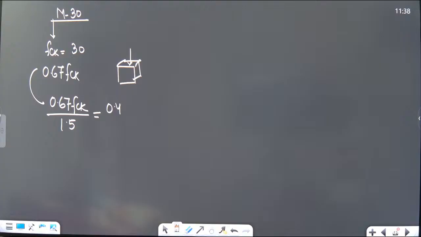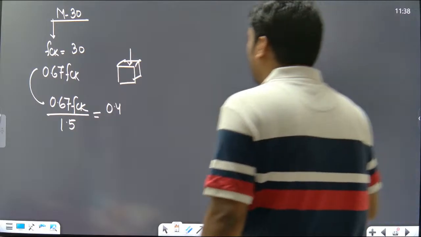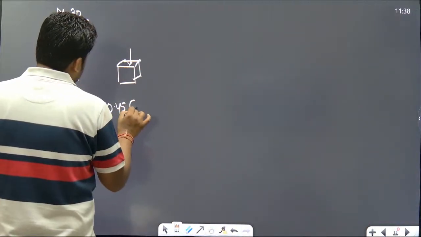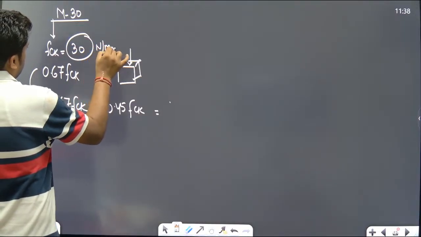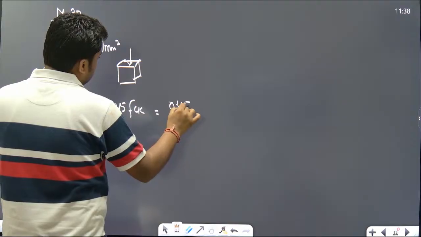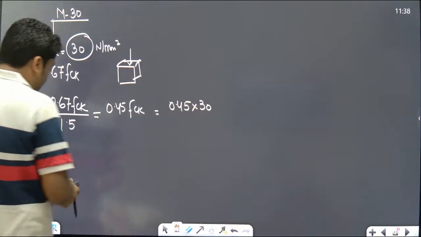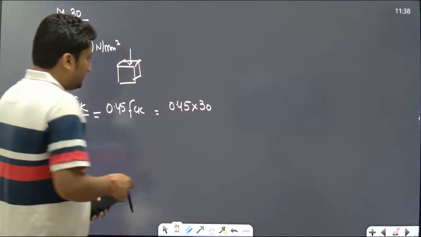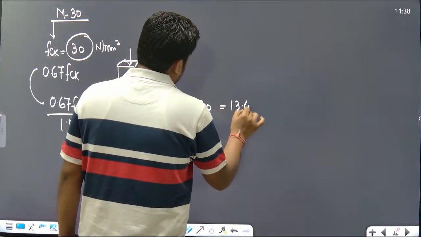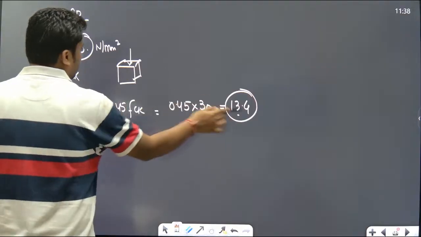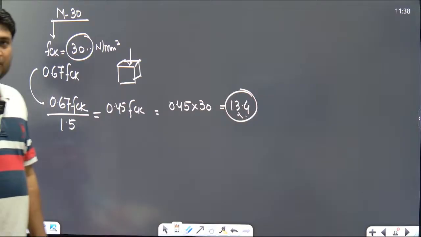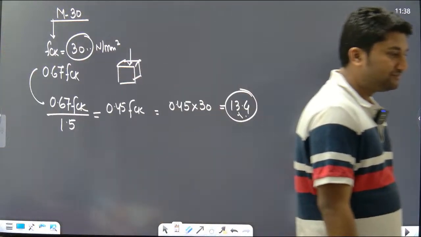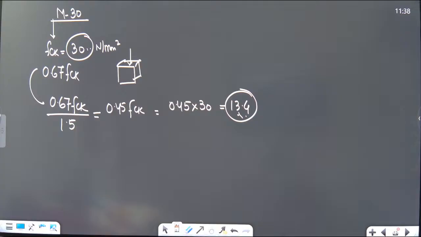Now you can see very carefully, 0.67 comes out to be 0.45 FCK. So the value of 30 Newton per mm square is reduced to how much? 45% of 30 comes out to be roughly 13.4. So this value reaches up to 14. Yes or no?